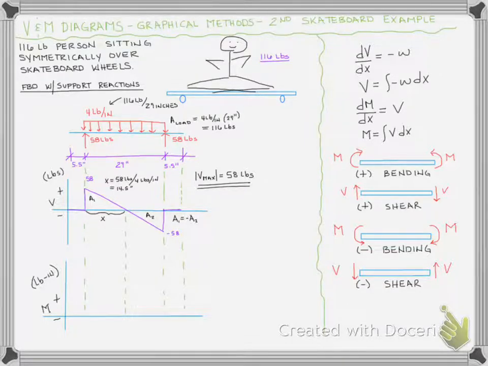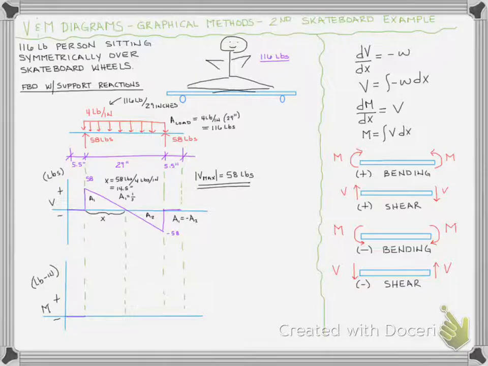Alright, so moment is just the area under the shear diagram. In the first 5.5 inches we have 0 shear, so we have 0 moment. Then we have this area 1, so we're going to jump up. It's a constant area. So we need to find out what that area is going to be equal to, and we can solve our A1 as the area of the triangle.